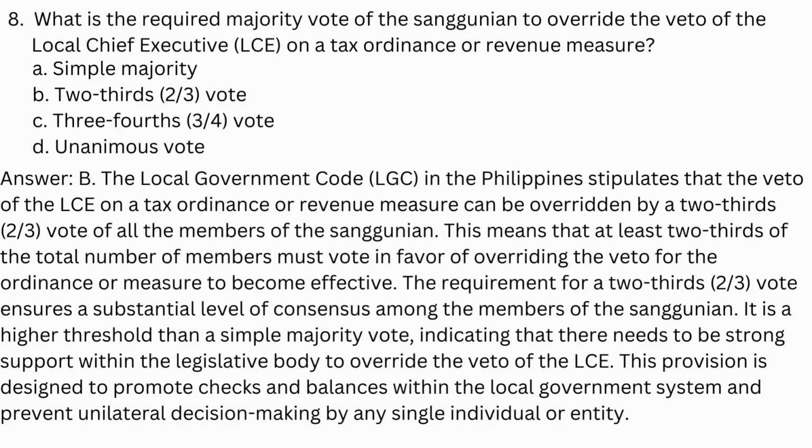The requirement for a 2/3 vote ensures a substantial level of consensus among the members of the sanggunian. It is a higher threshold than a simple majority vote, indicating that there needs to be strong support within the legislative body to override the veto of the LCE. This provision is designed to promote checks and balances within the local government system and prevent unilateral decision-making by any single individual or entity.